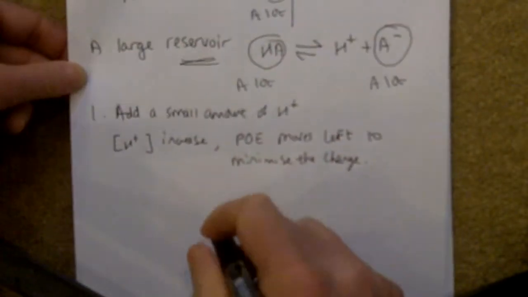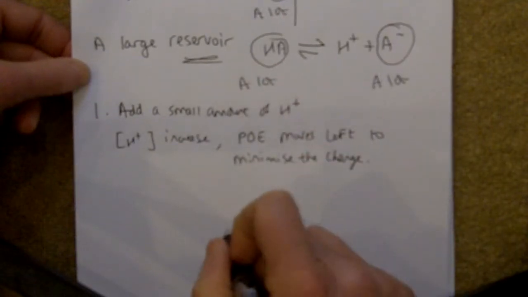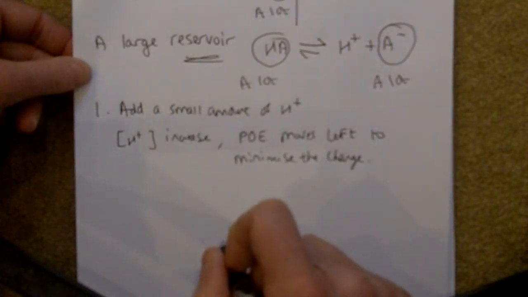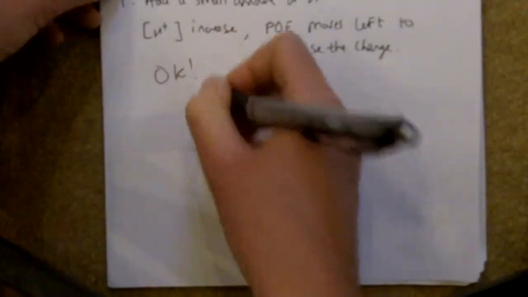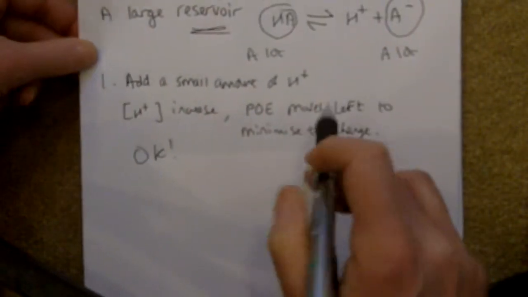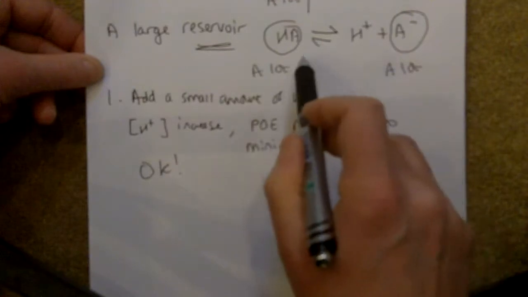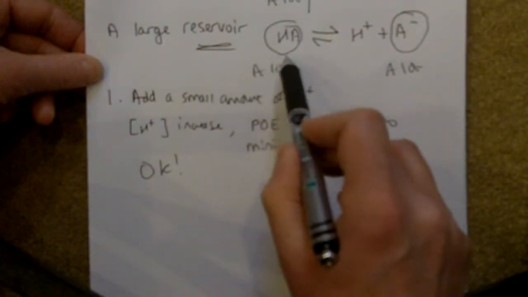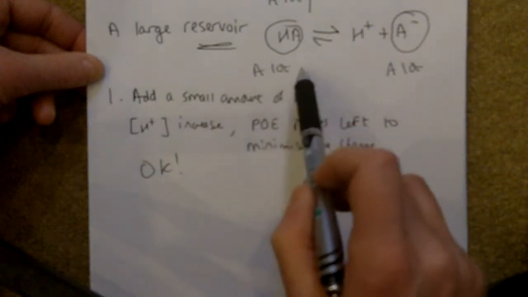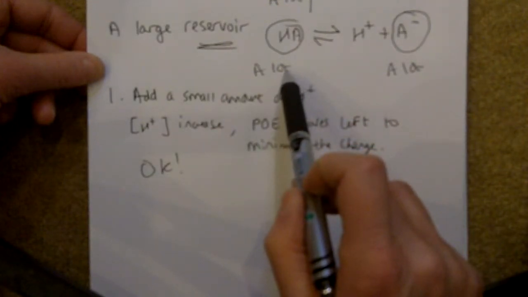Okay, which moves to the left to minimize the change. But that's all okay. This is all okay. It's okay because if the position of equilibrium moves to the left, there is a lot of HA. So a little bit more HA is not going to make a difference.